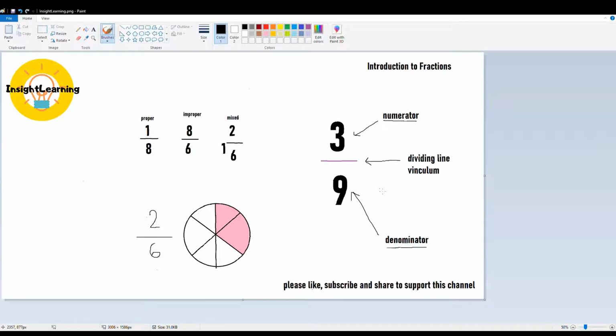Quite simple, right? Now, there are different types of fractions. The first type is a proper fraction. A proper fraction is when the numerator is smaller than the denominator. So in this case, 1, which is the numerator, is smaller than 8, which is the denominator. I'm going to draw a little diagram to represent this.